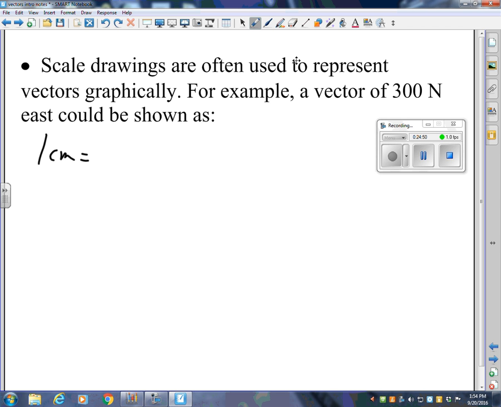You could say 1 centimeter equals 10 newtons. Then your line would have to be long. How long? 30. You could say 1 centimeter equals 20 newtons, and then it would be 15. But let's make it something a little bit more reasonable. How about we say 1 centimeter equals 100, or let's go 50. You always want your vectors to be in that sort of 3, 4, 5, up to about 14 centimeters long. After that, they're too big for the page, and if they're too small, you get too much error. So 1 centimeter equals 50 newtons. You have to have that.